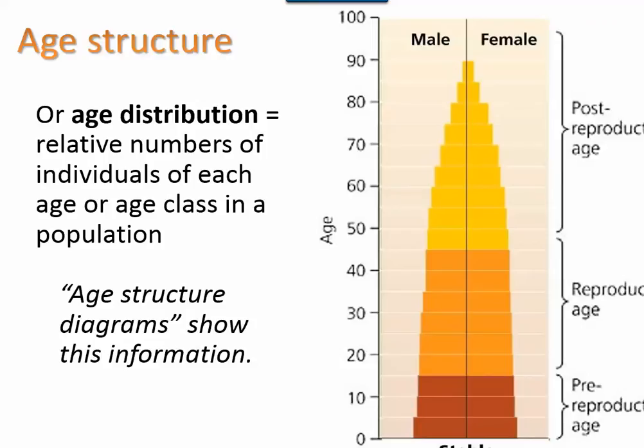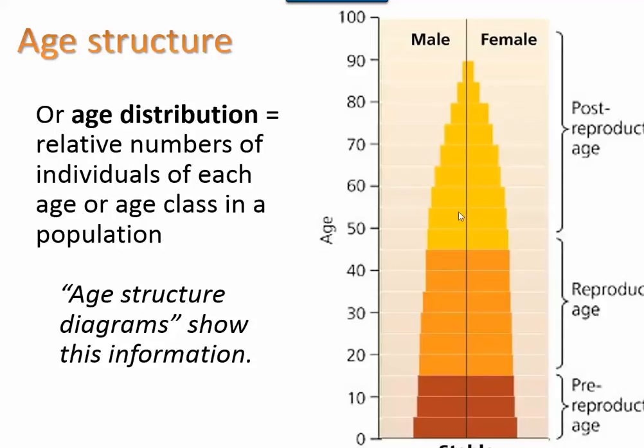This is an age structure diagram, and we're going to do a lot more with this in our next unit. But age distribution is what it's also called, and it means the relative numbers of individuals of each age or age class in a population. And age structure diagrams show this information. And you can see here age on the vertical axis, and it goes in 5-year increments. So we can see by looking at this particular diagram that we have more people of the ages 0 through 15 than we do up here at ages 80 through 90.